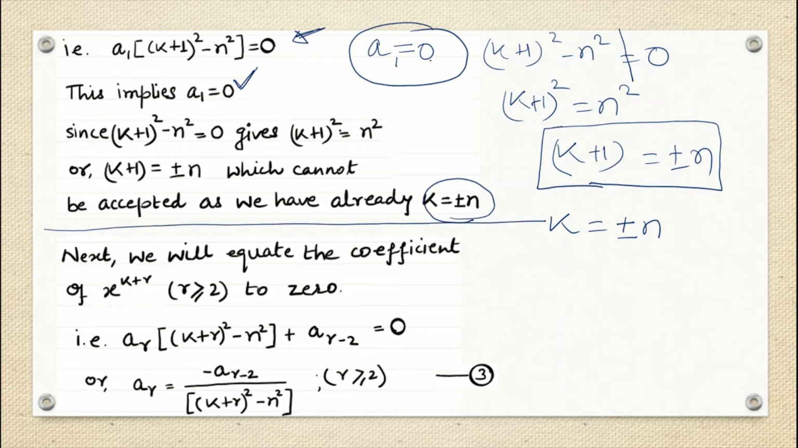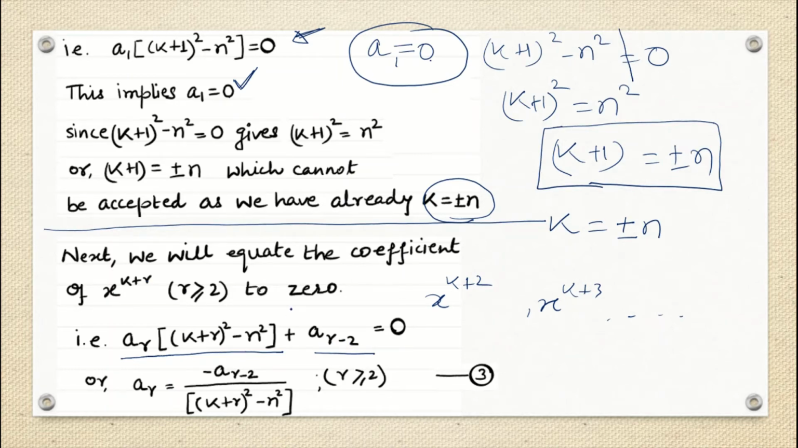A1 is 0. Now the third term is what? Next we will equate the coefficient of x to the power k plus r, where r is greater than or equal to 2, to 0. So in that case, what will we be doing here? See here, in that case, we are taking the coefficient of my first term, and even the second term also. The reason? Because here it is now going to be eligible to say that x power k plus 2 or x power k plus 3 or so on will also have some role to play. But why are we writing r minus 2 here? We'll just see that.